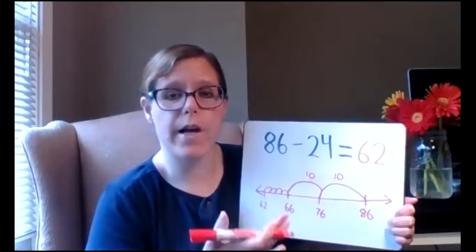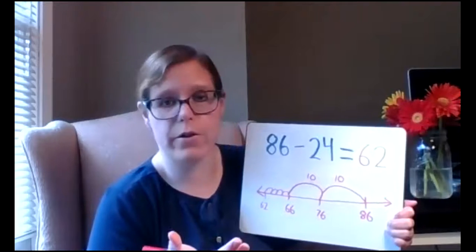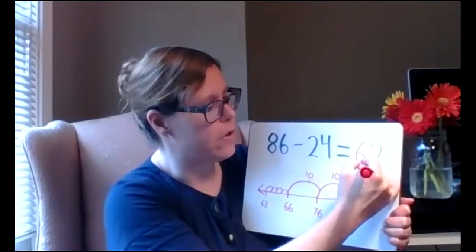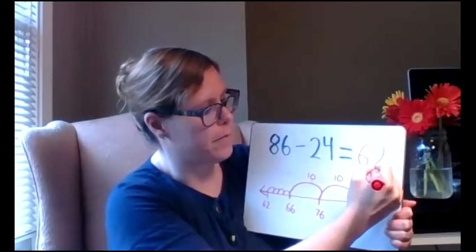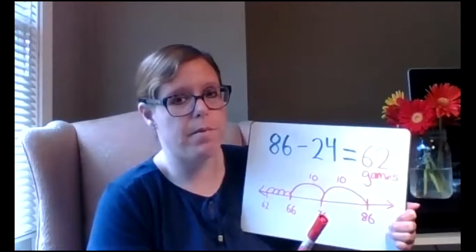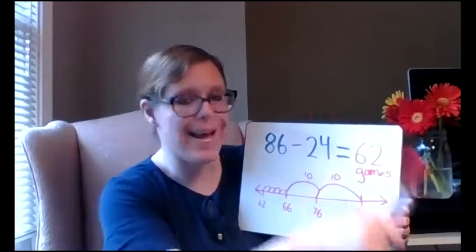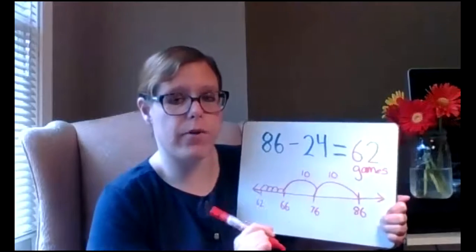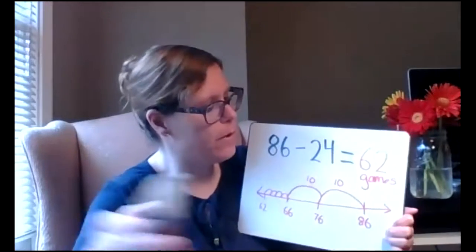So remember, when we're talking about word problems, we want to know 62 what? And they were 62 games. So I'm going to write that here. So remember, just like before when we used an open number line to add, we can also use it to subtract. Okay? So let's try another one.